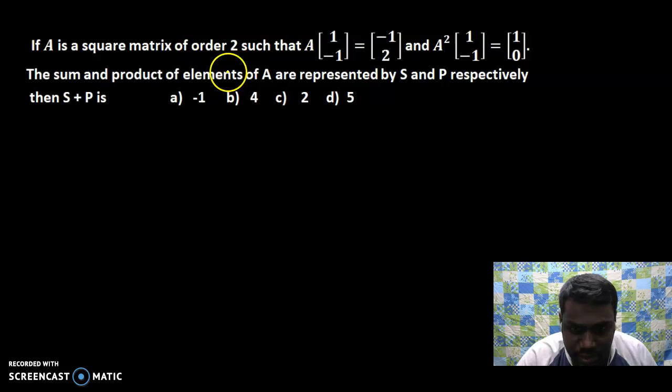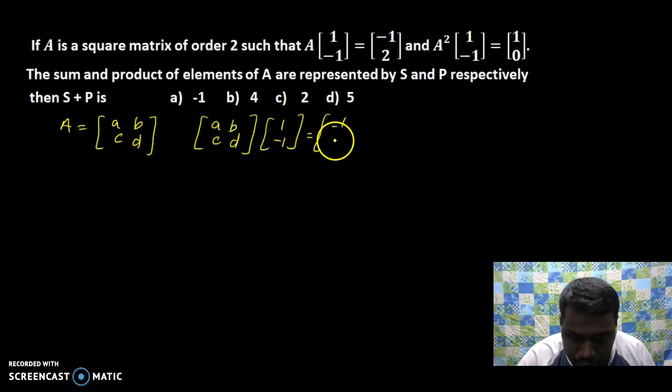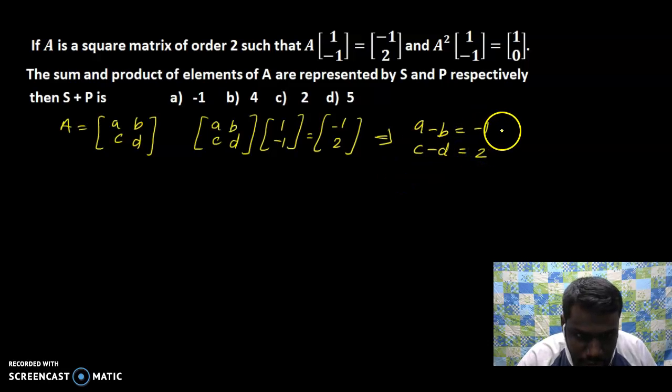Okay, here the matrix A is unknown, but we know that A is a 2 by 2 matrix. So let us take the matrix A as [a, b; c, d]. Given that A into [1, -1] is [-1, 2]. So A is the matrix [a, b; c, d] into [1, -1], and that will give us [-1, 2]. From this we will get two equations. First row into first column will be a minus b, so a minus b will be equal to -1 and c minus d will be equal to 2. Let these be equation numbers 1 and 2.